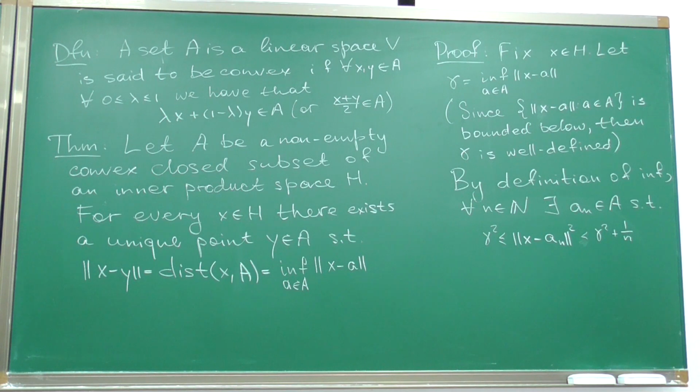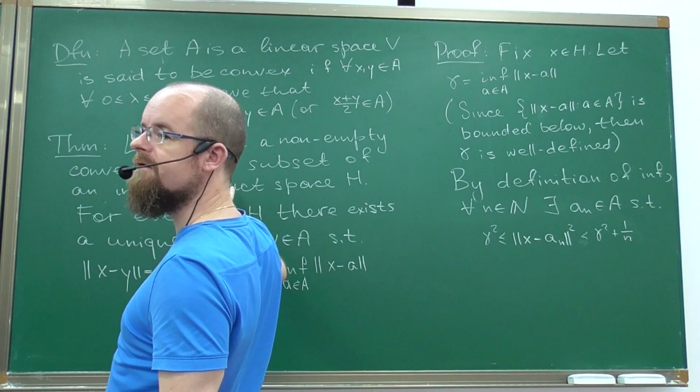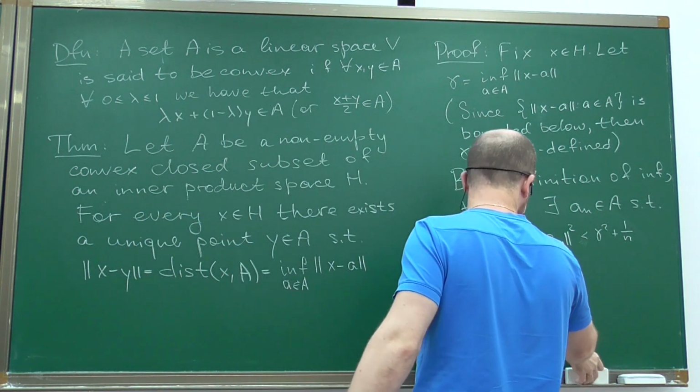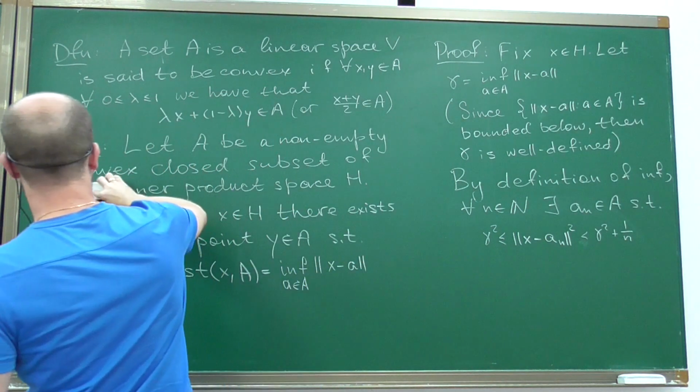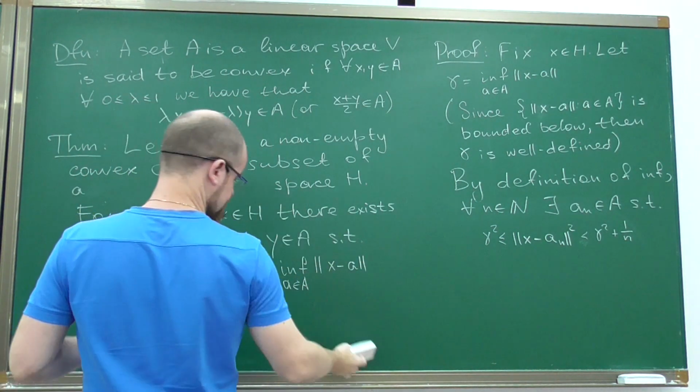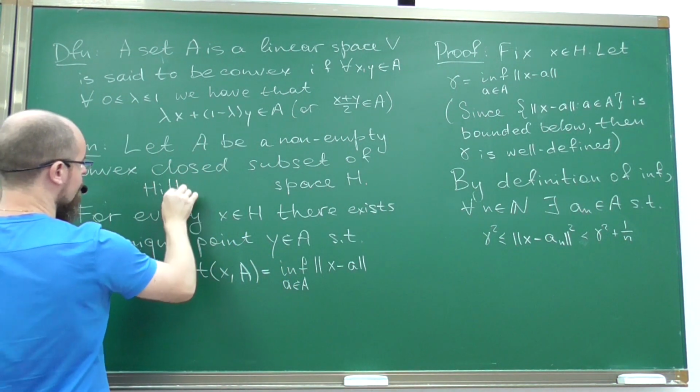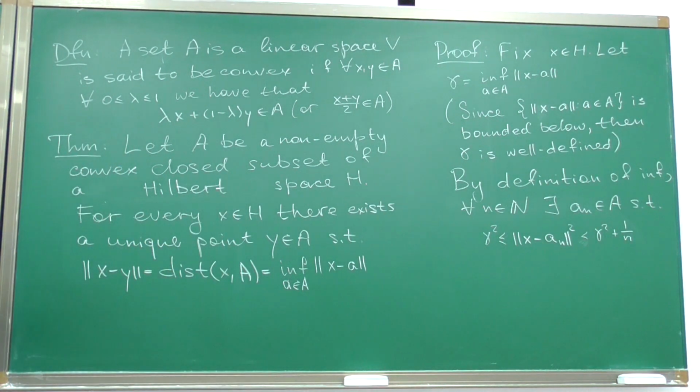What I want to do now is to show that this sequence a_n is a Cauchy sequence. And over here I have to assume that this space is a Hilbert space. So now the plan is to show that the sequence a_n is a Cauchy sequence. So using the completeness of the space, we can claim that it converges, and we will claim that the limit of this sequence a_n is the point y which we want.